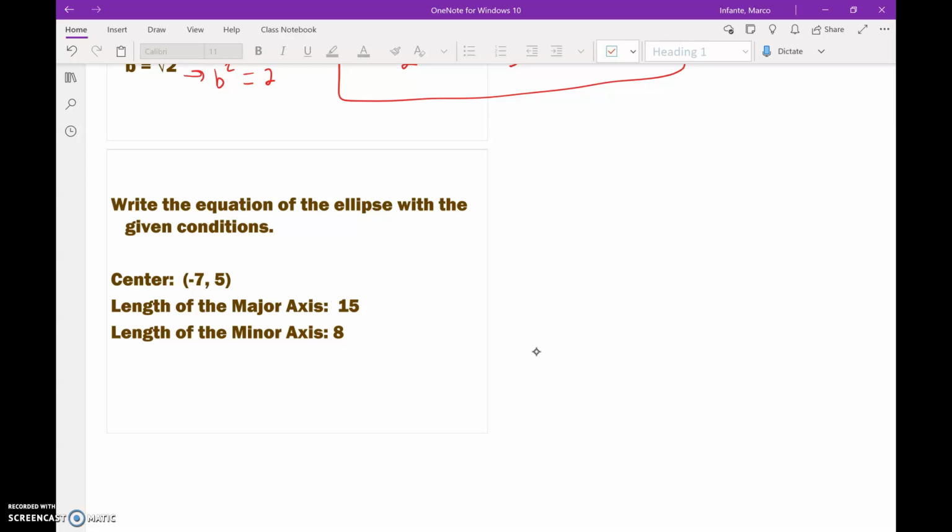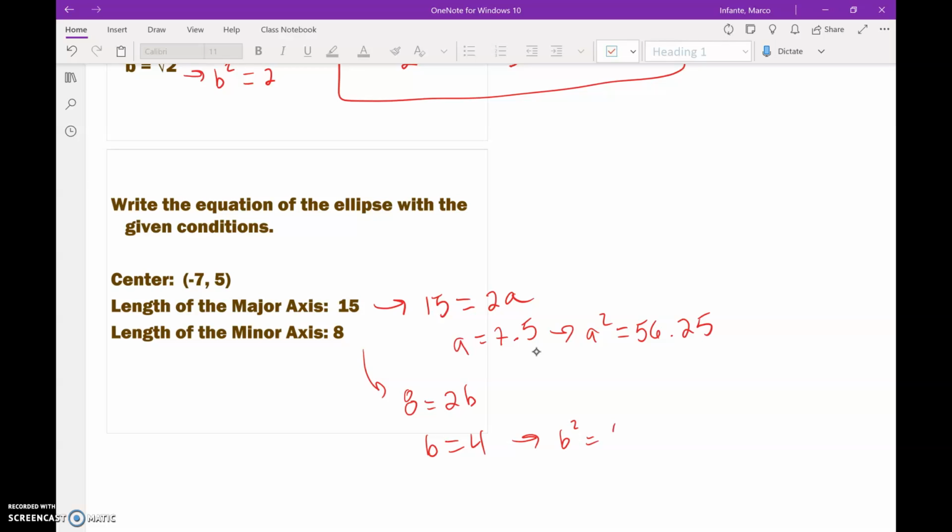We know that the length of the major axis is set equal to 2a. If the length is 15, well, that's double a. A is the length of the semi-major axis. So doubling a would give us 15. That gives us a to be 7.5 and a squared to be 56.25. Well, the length of the minor axis would be 2 times b, right? Double b, which gives us b to equal 4, and b squared equals 16. Okay. The center is (-7, 5).